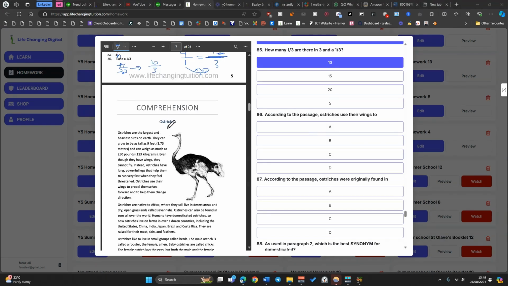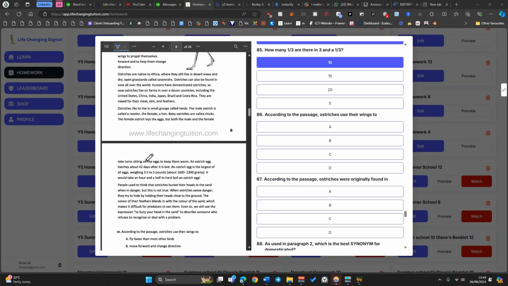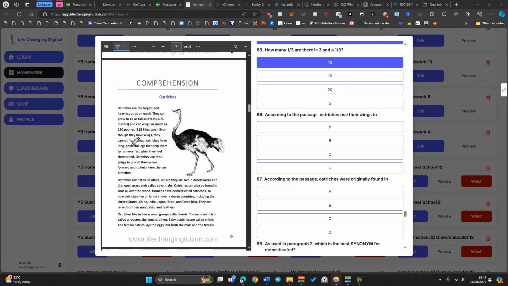Okay, ostriches comprehension. We're going to read through the passage and then start answering the questions. So, ostriches are the largest and heaviest birds on Earth. They can grow to as tall as 9 feet. They can weigh up to 50 pounds. Even though they have wings, they cannot fly. Instead, ostriches have long, powerful legs that help them run very fast when they feel threatened. Ostriches use their wings to propel themselves forward and help them change direction.